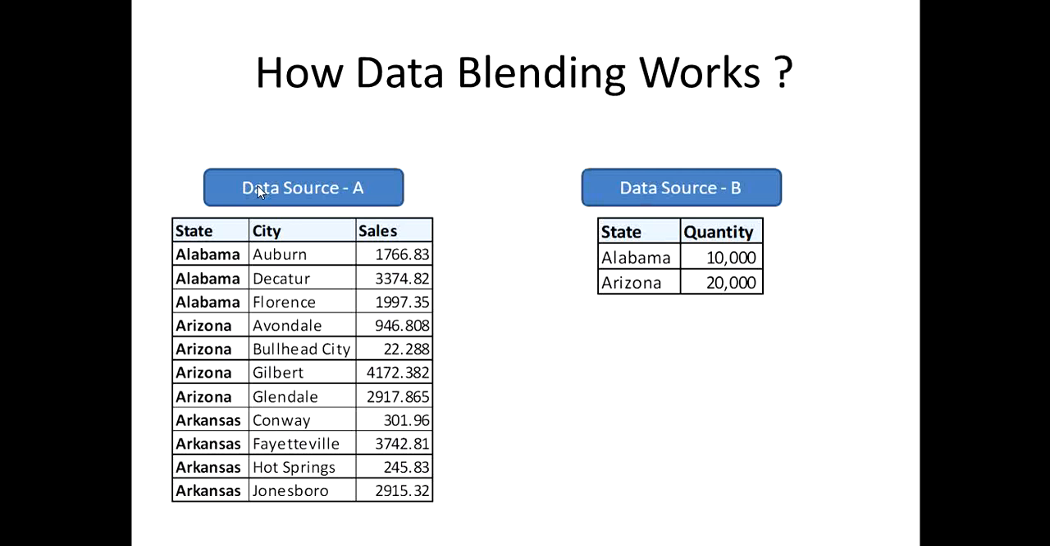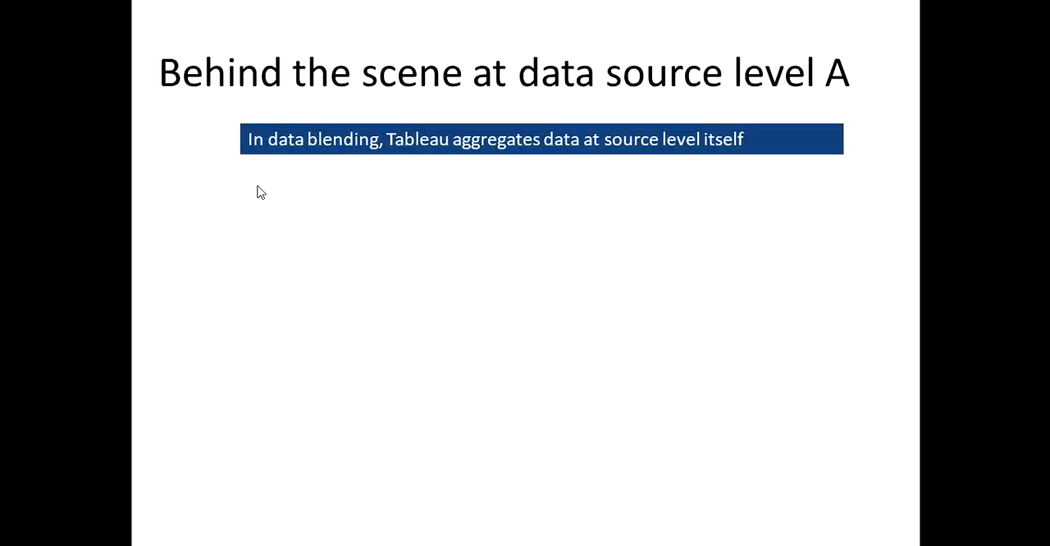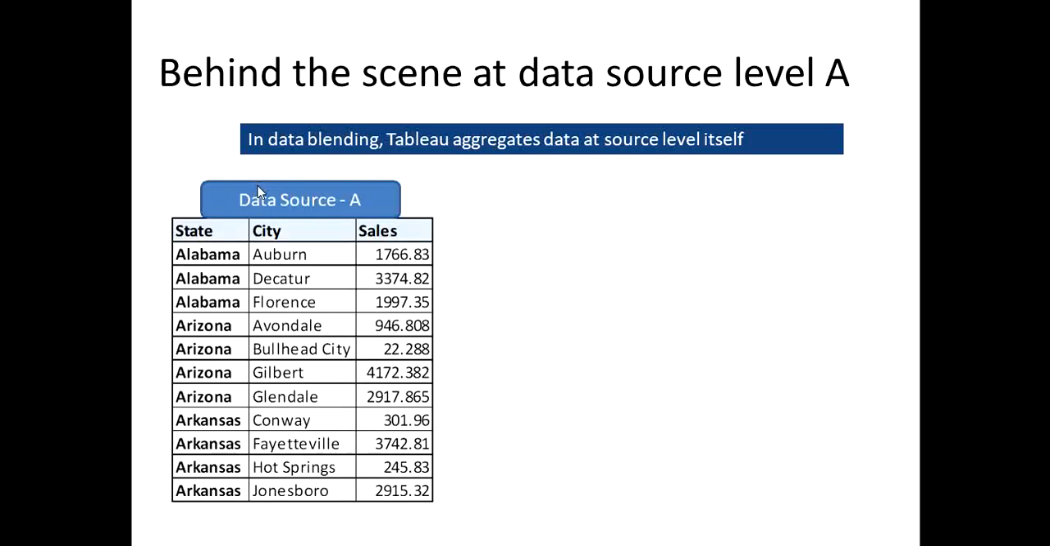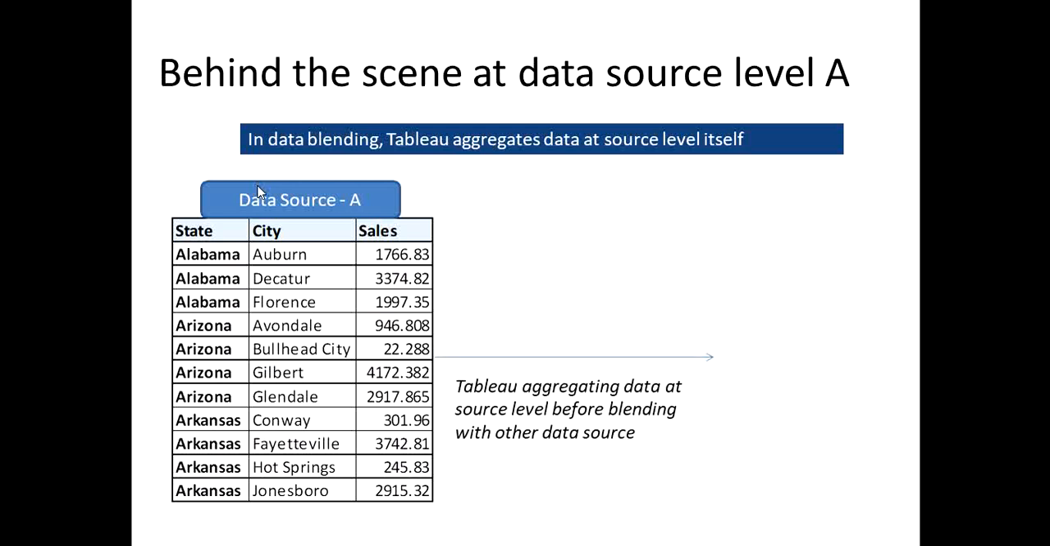Let us understand behind the scene at data source level A. In data blending, Tableau aggregates data at the source level itself. That means at level A itself, I'm going to do some aggregations. So this is my data source A, and at source A, this is my table. Now I'll do some aggregations. Aggregation means basically summarizing, the way you summarize data using pivot in your Excel environment. In Excel, you create a pivot to summarize your data, basically sum, minimum, maximum, whatever you want to do. Basically I'm doing a summation for each of the states, so that is what I'm calling aggregation. That happens at the source level itself.